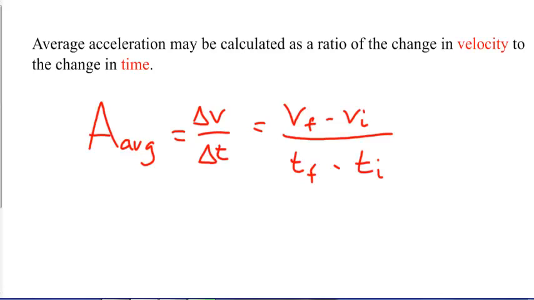Now we're going to move on to the math. Average acceleration may be calculated as a ratio of the change in velocity to the change in time. So a average, average acceleration, is equal to delta v over delta t. Remember that delta symbol just means change in, and delta v is the same as taking v final minus v initial, over t final minus t initial for delta t.